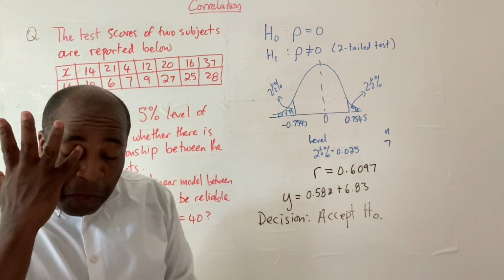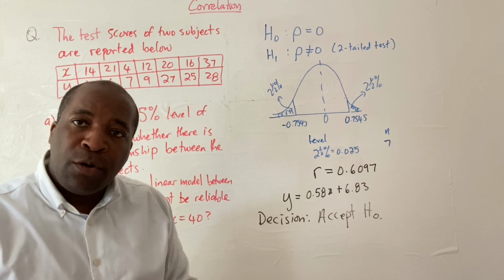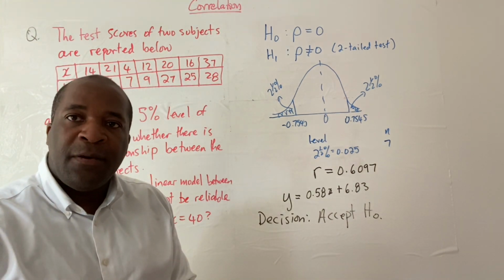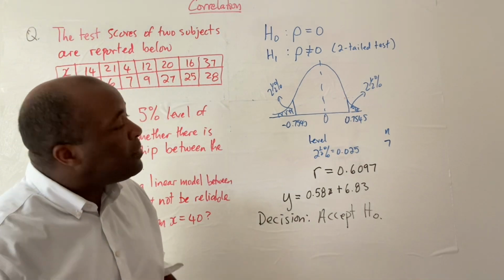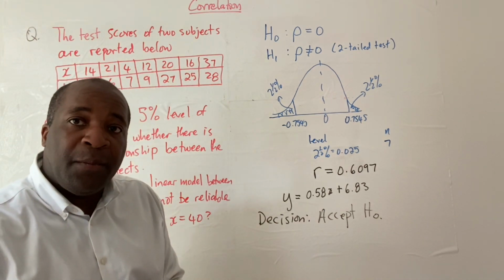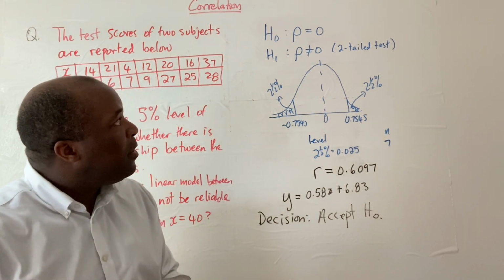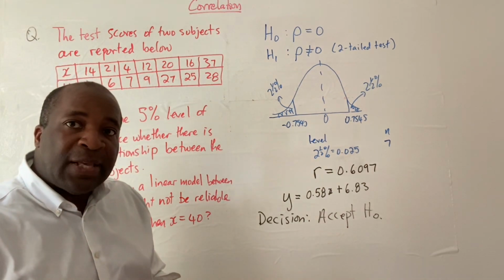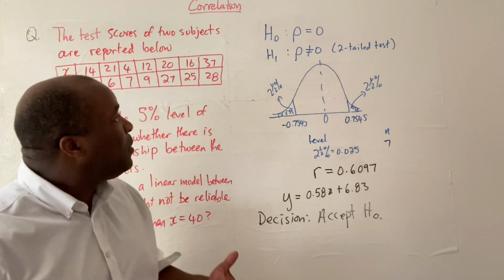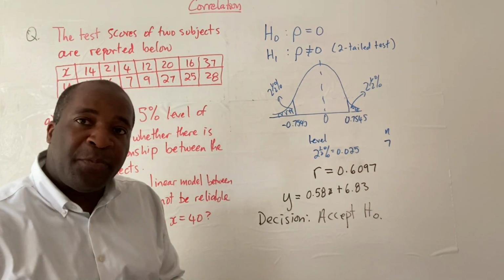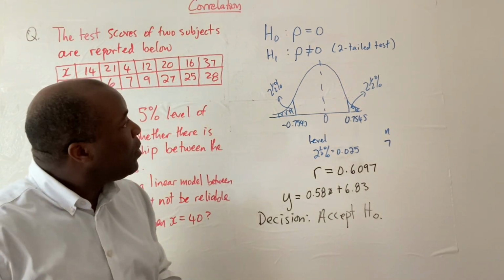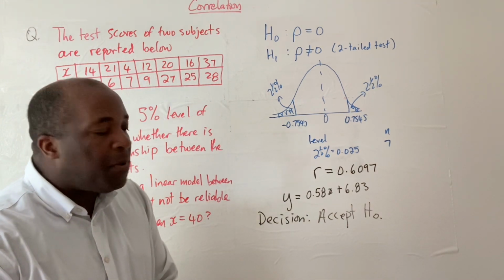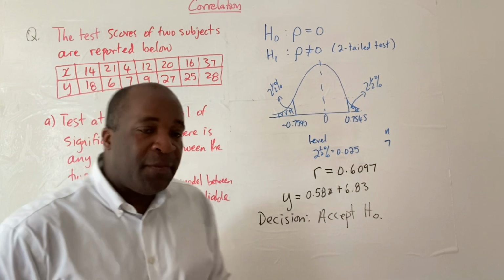All right, so how would we write our conclusion? We would say there is sufficient evidence at the 5% level of significance to support the claim that there's no statistically significant correlation between X and Y, between the performance in the two subjects. All right, and that would conclude part A of that question.